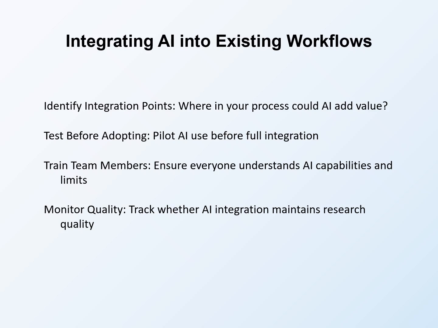Train team members to ensure everyone understands AI capabilities and limitations. If multiple people will use AI for research, they need consistent understanding of what AI can do, what it cannot do, and how to verify outputs. Training prevents inconsistent or inappropriate AI use.